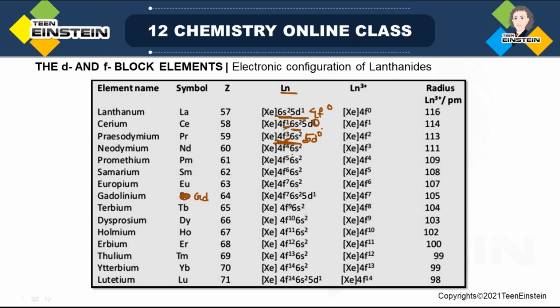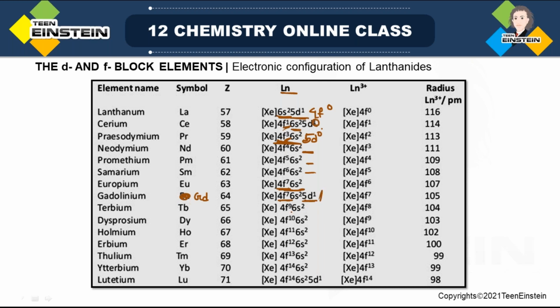Fine. After 4f3, there is 4f4. Again, it is 5d0, 5d0, 5d0, 5d0. Now, when we have reached gadolinium, see, the next electron is entering 5d, not 4f. So that is why it is 4f7 for europium. For Gd also it is 4f7. Now suppose the electron is entering 4f, it will be 4f8. But 4f7 is a stable half-filled configuration, so that is why this configuration is preferred.